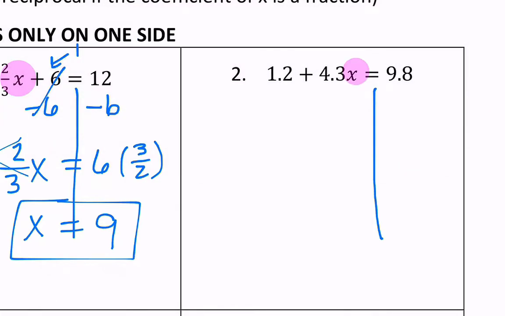So there's two numbers I need to get rid of. I know I need to get rid of this 1.2, and I need to get rid of this 4.3. So because this 4.3 is directly touching the x, we're going to save that. So this is the first thing we need to get rid of. This is the second thing.